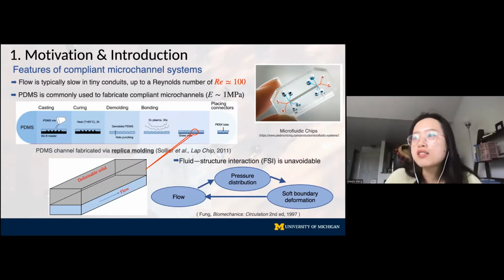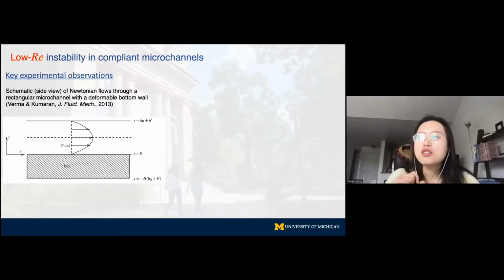Since the wall is made soft, when a fluid is pushed into the conduit, the flow pressure will make the wall deform, and the wall deformation will in turn influence the flow within, causing this feedback loop. Therefore, we say fluid structure interaction, FSI, is an unavoidable topic in this area. And actually, FSI has given rise to many interesting phenomena in compliant microchannel systems, which cannot be observed in rigid channels. Today, I'm going to focus on one interesting phenomenon, which is low Reynolds number instability in compliant microchannels.